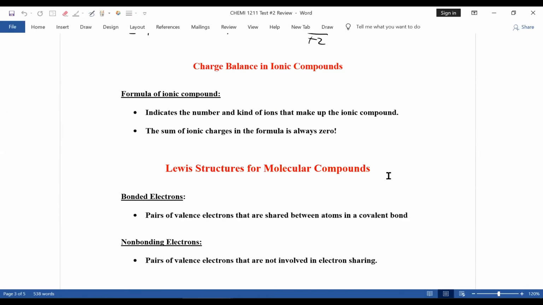Next, I asked you how to write the simplest formula for ionic compounds made up of the following ions. How do you do that? You know that for all molecules, the sum of ionic charge in a formula is always 0. Let's do a real quick one. Why don't you think, and I'll give you a whole 30 seconds, write the formula made up of calcium +2, nitrite -1. What would be that formula?